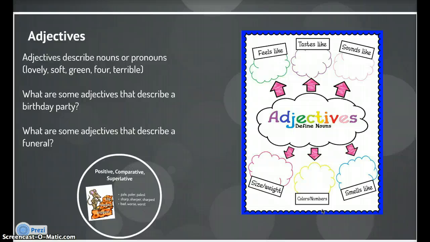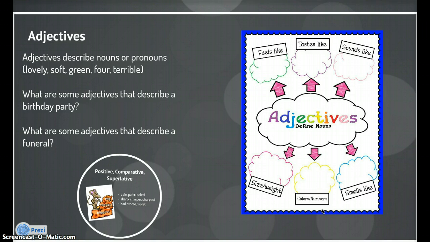If you look at the picture to the right, it gives you a few thinking clouds to think about what kind of adjectives you would like to use to define certain nouns: if something feels like, if something tastes like, if something sounds like, the size and the weight of an object. Usually colors and numbers are considered adjectives because they describe how many and what color, and if something smells like. Those are all considered adjectives.